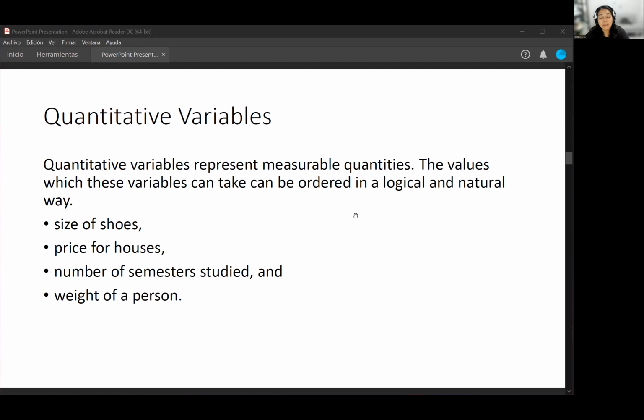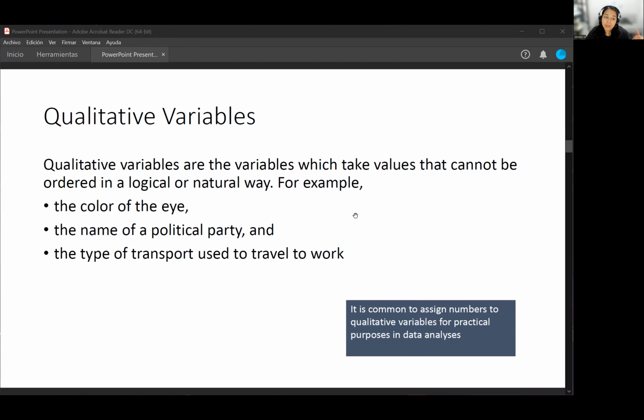And we have quantitative variables, which are measurements, they are numbers. But pay attention here, because in some cases qualitative variables use numbers. But it doesn't mean that if you're using a number, you can do an operation with it. For example, the satisfaction of a student in a course.